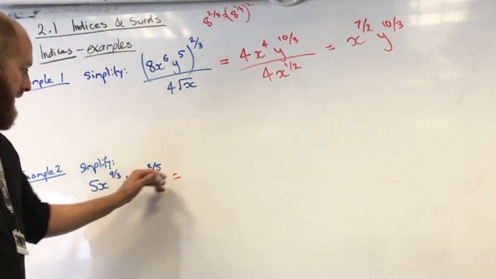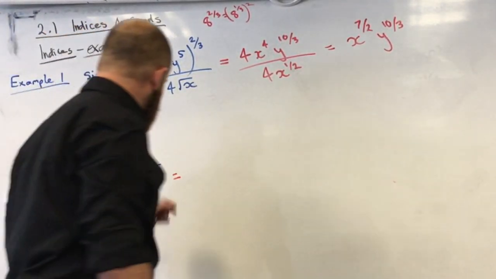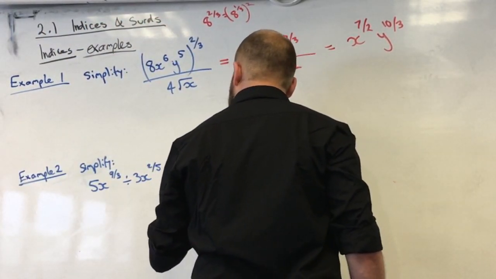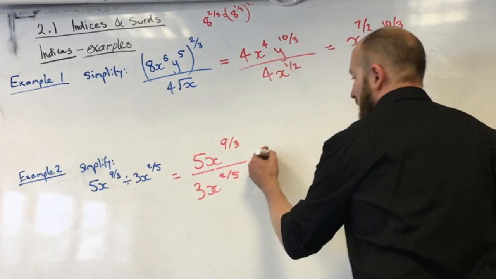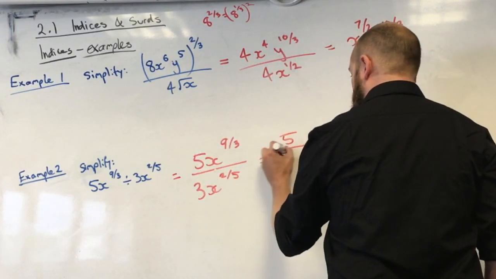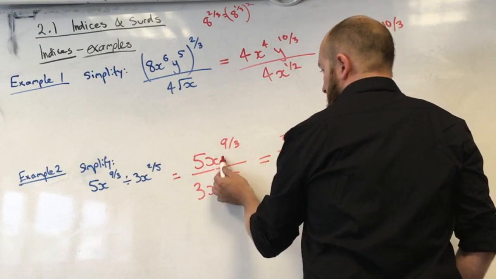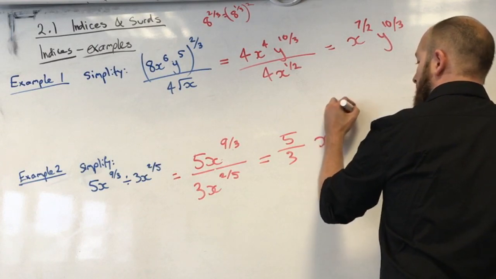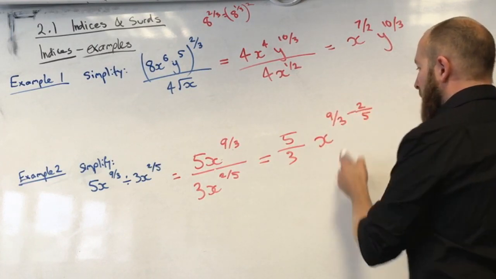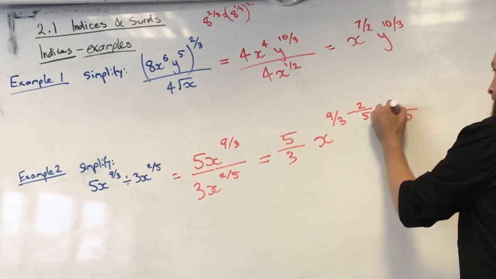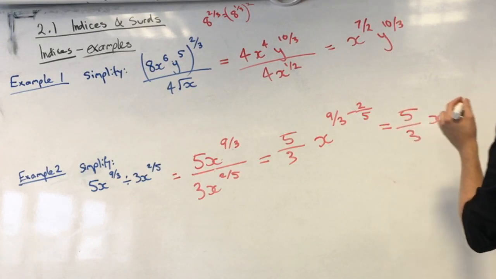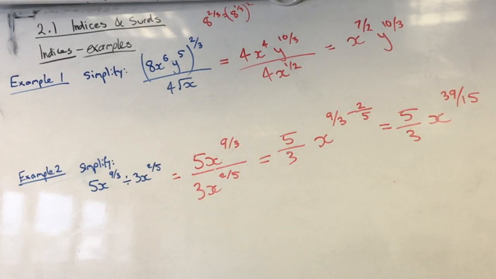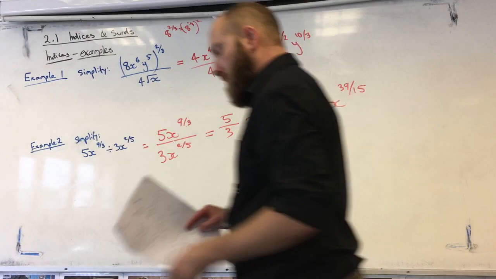Okay, the next one then. Simplifying these 2. It might be easier if you write them out as a fraction. 5 over 3 is going to stay the same, it's not going to cancel. Then we're going to have x to this power subtract this power. And you might want to use a calculator for that, ending up with 5 over 3 x to the power 39 over 15. Cool, right, next one's coming up.